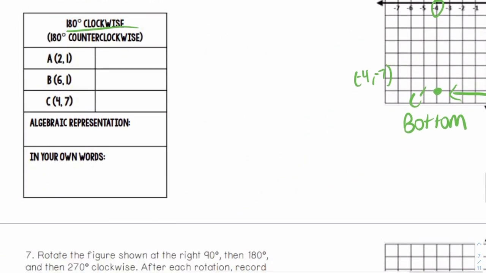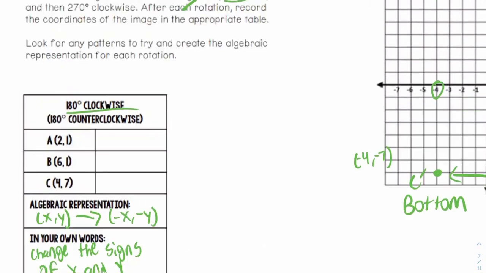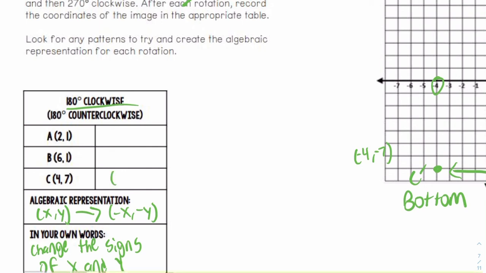So let's write that down here. What's going to happen is we are going to change the signs of X and Y. What that looks like algebraically is we start with X, Y, and we're going to change it to the new part, which is -x, -y. So all we have to do is change all of these numbers to the negative version of themselves.